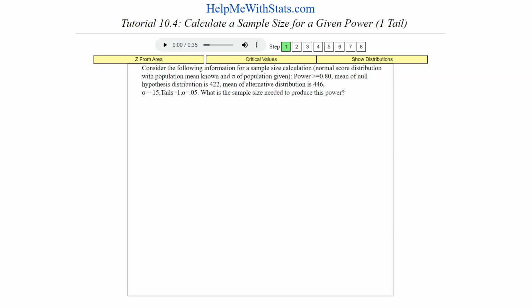HelpMeWithStats.com was used to create this tutorial that can help us calculate a sample size for a given power, one tail. Let's work through a problem calculating the sample size for a given power, but with a one-tailed hypothesis test.